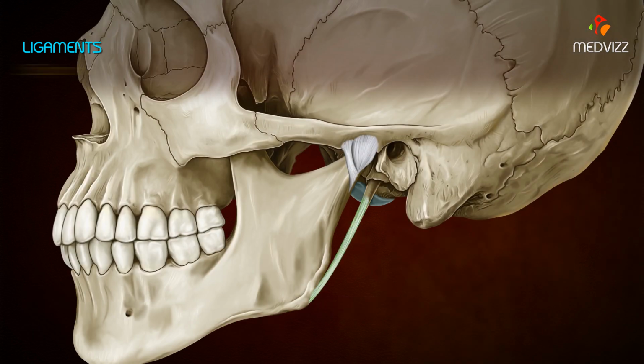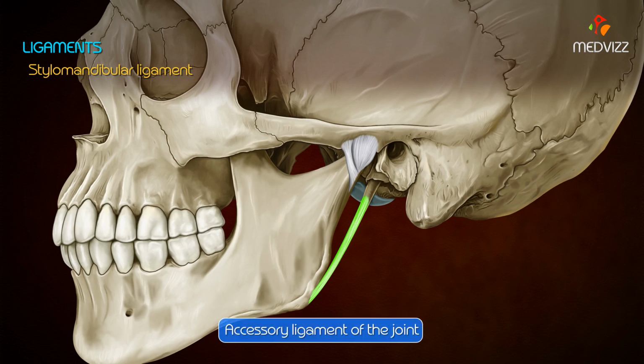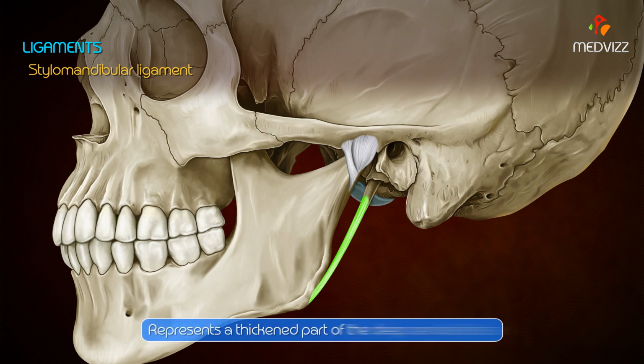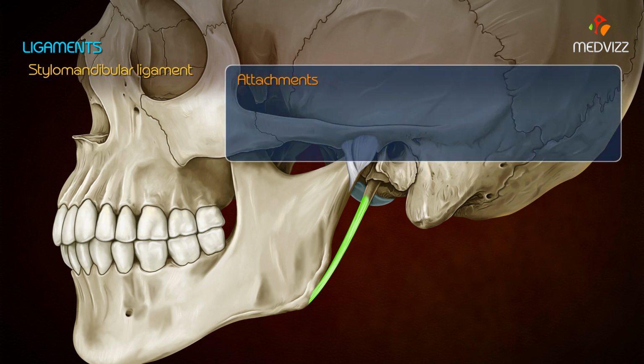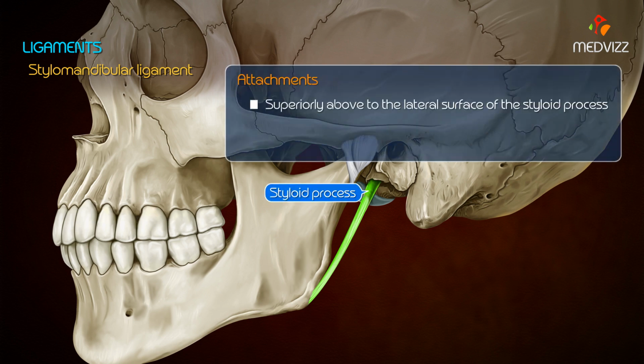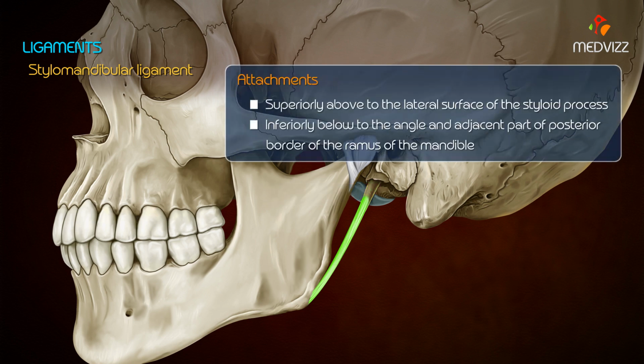Next one is the stylomandibular ligament. The stylomandibular ligament is another accessory ligament of the joint, and it is represented by a thickened part of the deep cervical fascia which separates the parotid and submandibular salivary glands. It is attached above to the lateral surface of the styloid process and below to the angle and adjacent part of the posterior border of the ramus of the mandible.